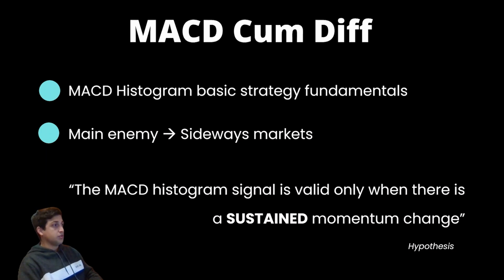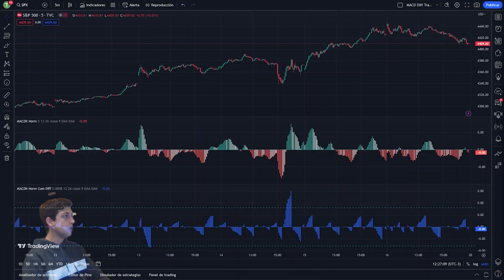Now, we're going to understand what a sustained momentum change is. As Trading Lab previously mentioned, the histogram measures the momentum of the price. However, if you want to assess how sustained this momentum is, it's a good idea to measure the cumulative relative difference of the histogram.